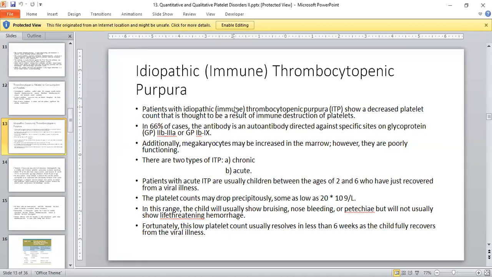Most patients with acute ITP are children between 2 and 6 who have just recovered from a viral illness. This condition can cause the platelet count to drop very low. A platelet count as low as 20 can be very dangerous. You can even have the child presenting with spontaneous nosebleeds, petechiae, presentations that show that there's a problem with clotting. It's not happening.